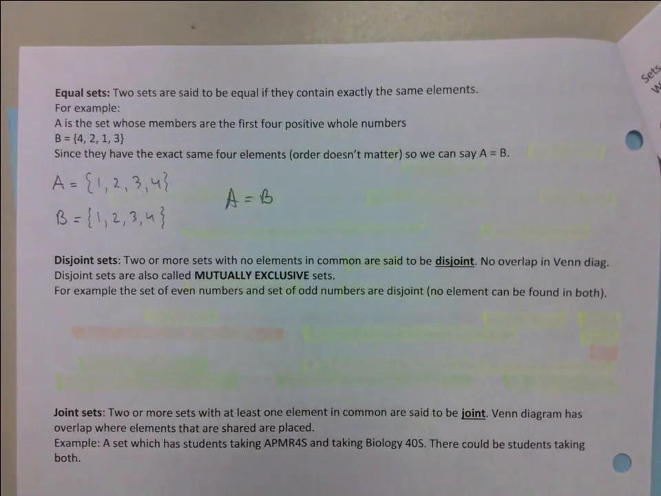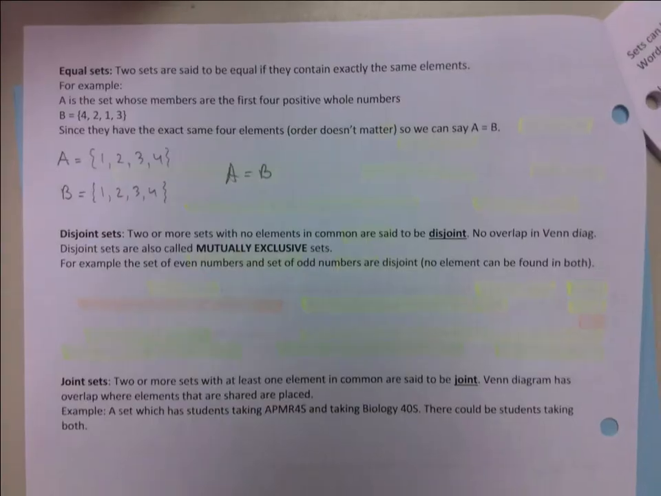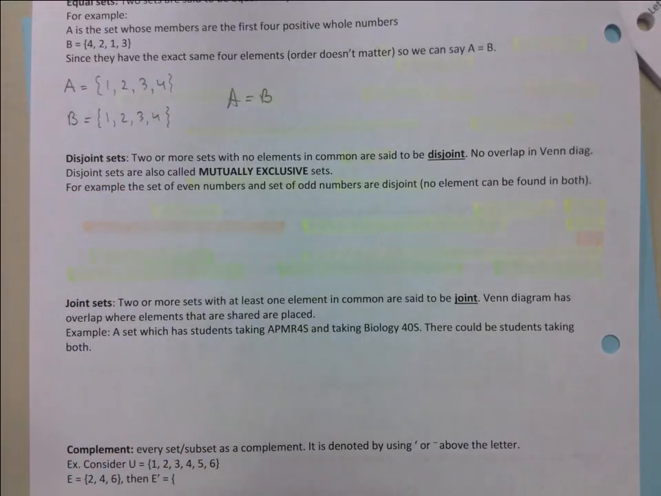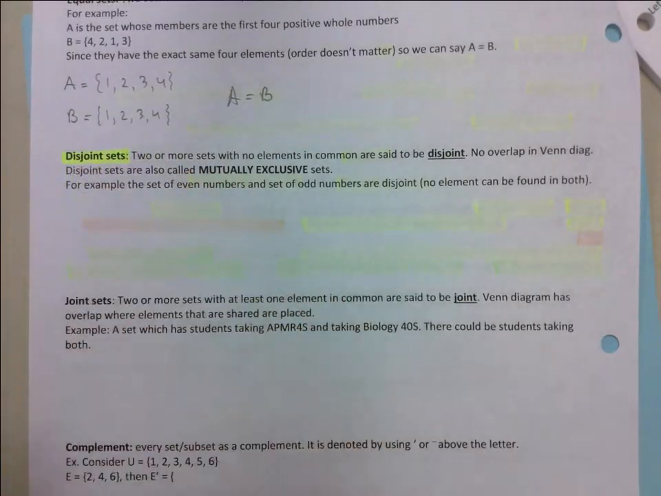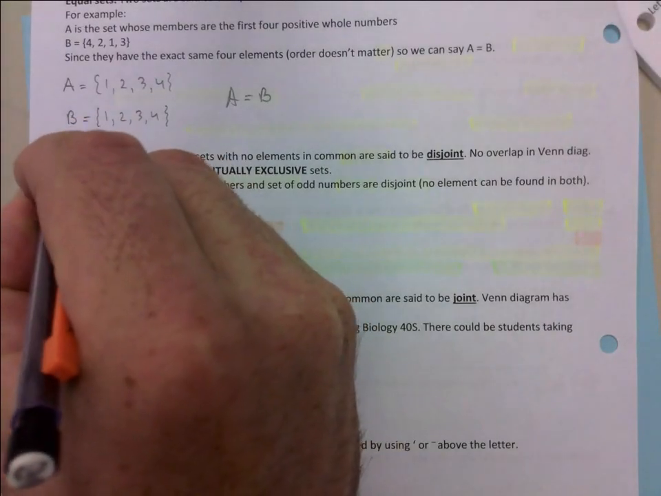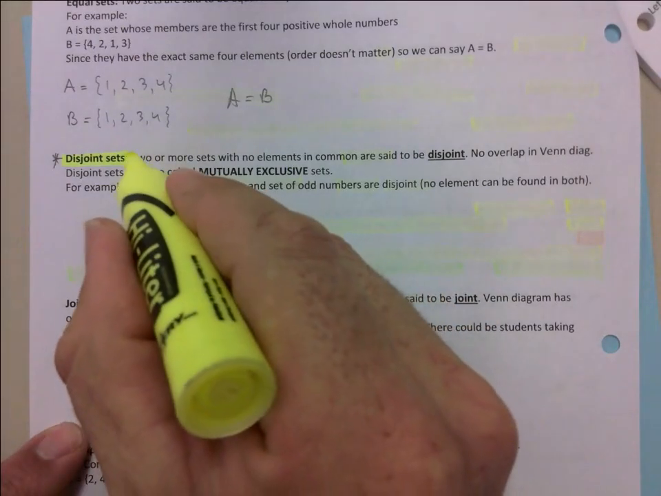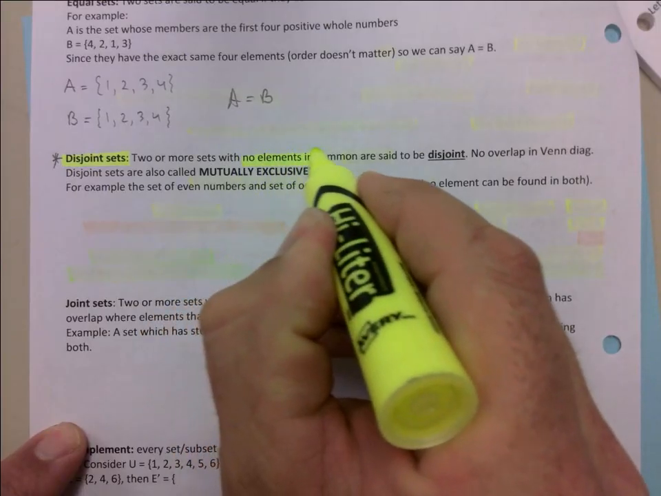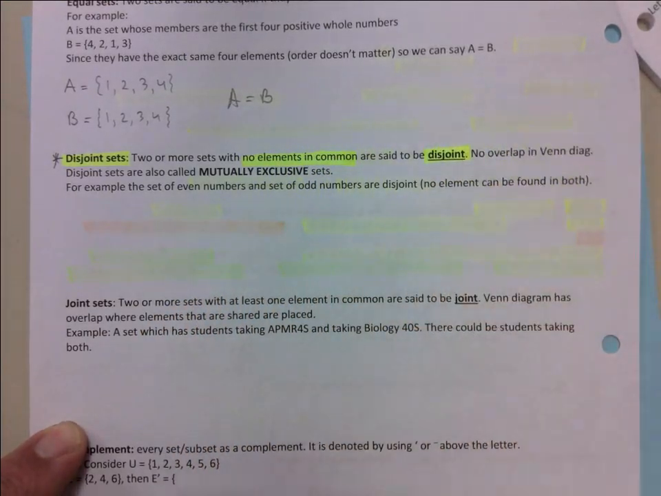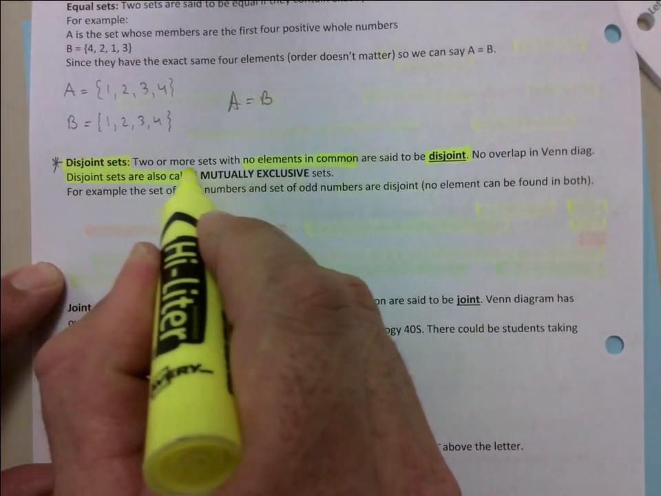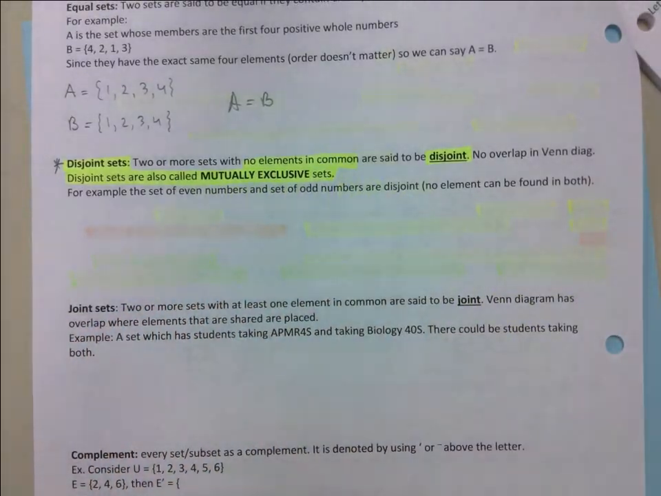Okay. All right, disjoint sets. Disjoint sets are 2 sets that have no elements in common. This one is important. Okay, disjoint, make sure you put a star next to this one. This is going to follow us through all the chapters. Okay, 3, 4, 5. 2 or more sets that have no elements in common are called disjoint. But in particular, make sure you have this one too. Disjoint sets are also called mutually exclusive sets.